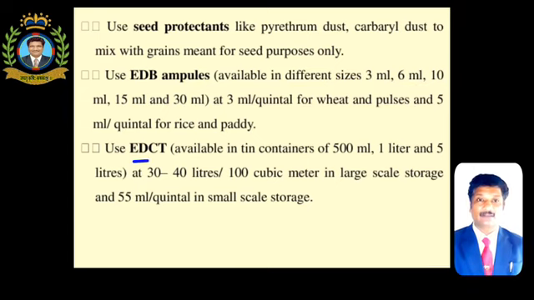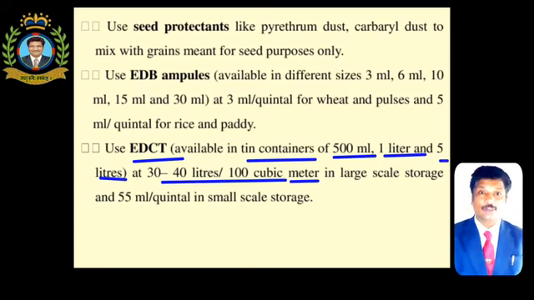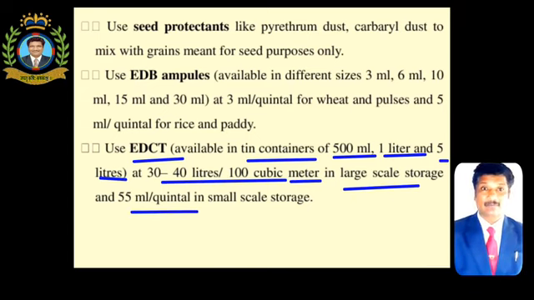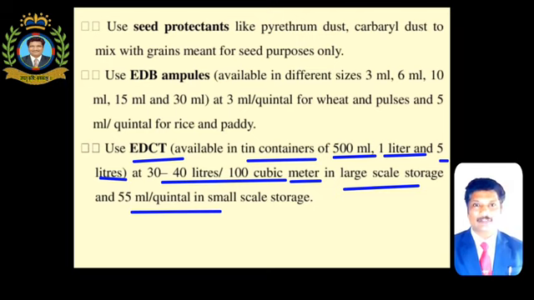EDCT, available in tin containers in the market in 500 ml, 1 liter or 5 liter, can be used at a rate of 30 to 40 liters per 100 cubic meters, mostly in the large storehouses. Whereas in the small scale storehouses, 55 ml per quintal of grains should be used to control the insect pests attacking in the loosely dumped storehouses.